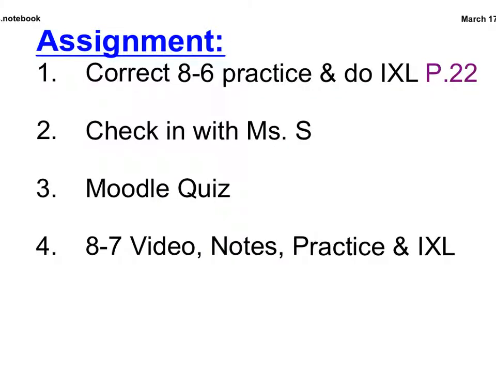So today, you should be correcting your 8-6 practice and doing your IXL P22, and I want at least 60%. If it's going really well for you, I would like you to push to go to 80%. When you have both of these completed, check in with Mrs. Sampson or my substitute, and then you'll be off and running on the Moodle quiz.